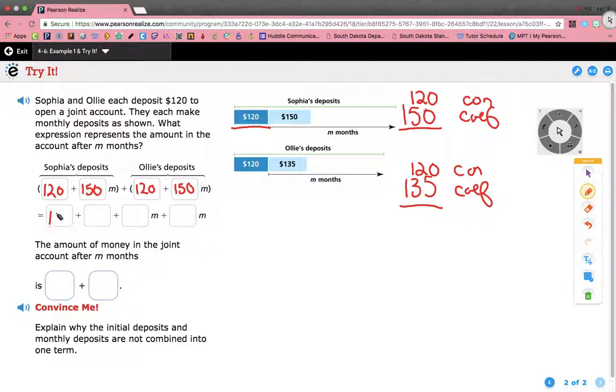So we have 120 and 120. Those are both our constants. I know they go there because there's no m here. That tells me that those are the spots for the constants, which means the other two spots are for the coefficients. So we have 150 and, oh, it wasn't 150. This is supposed to be 135. Hopefully you caught that and didn't fill that in on your page. Otherwise, hopefully you're using pencil and you can erase it.